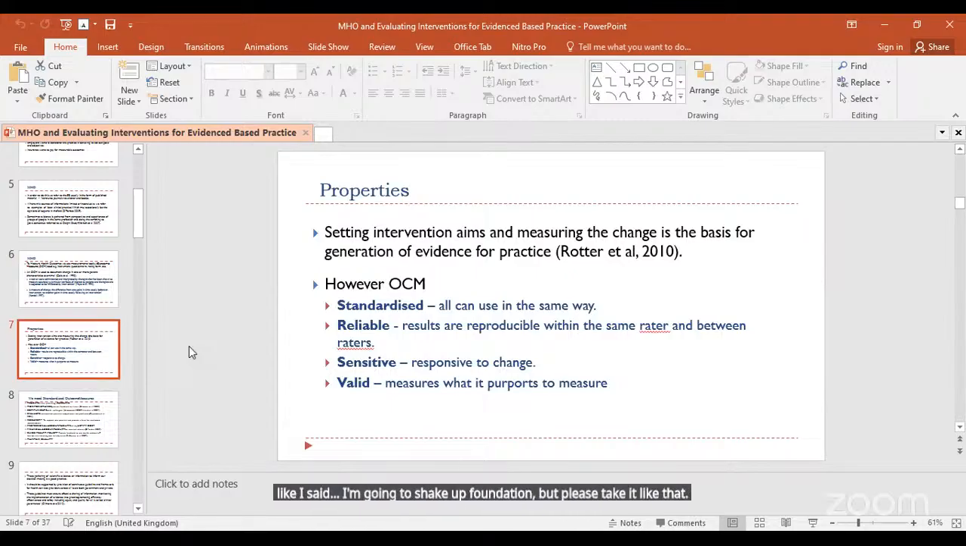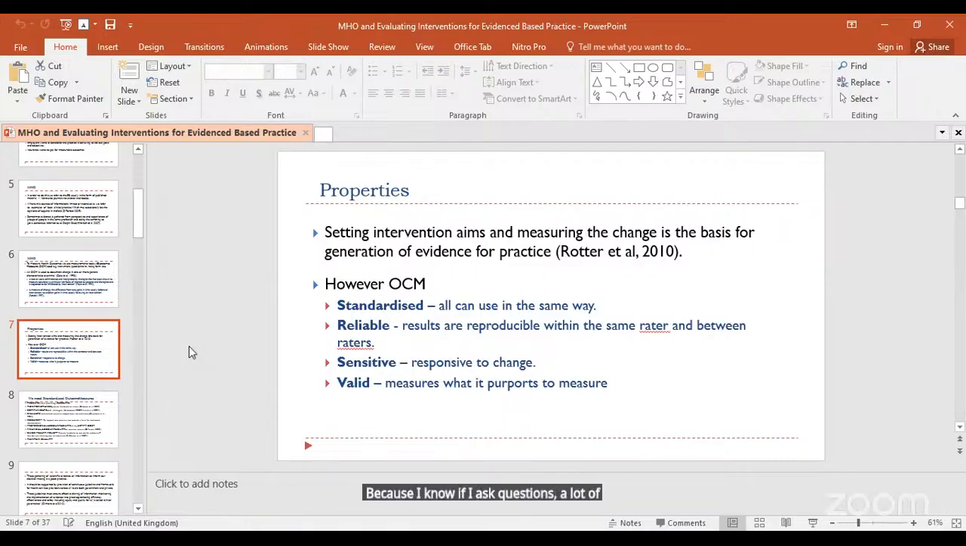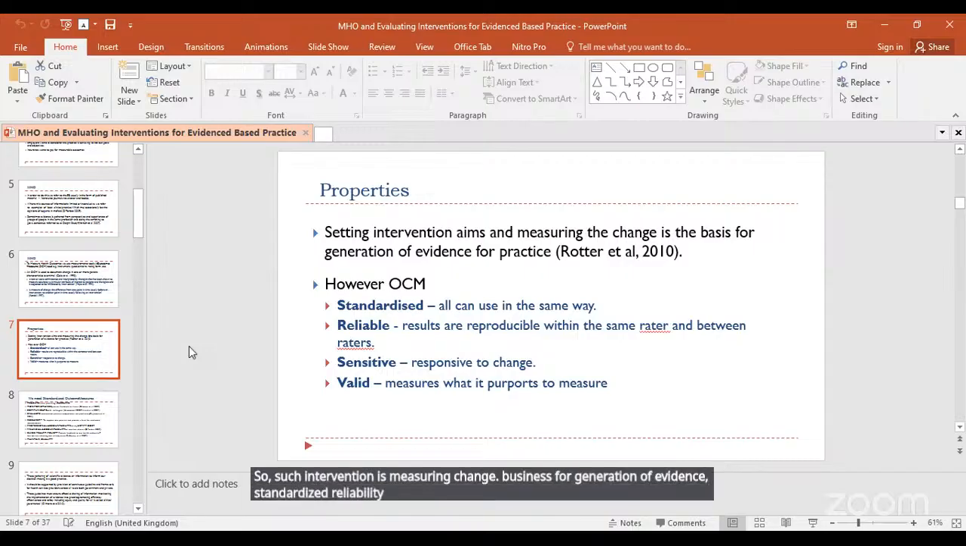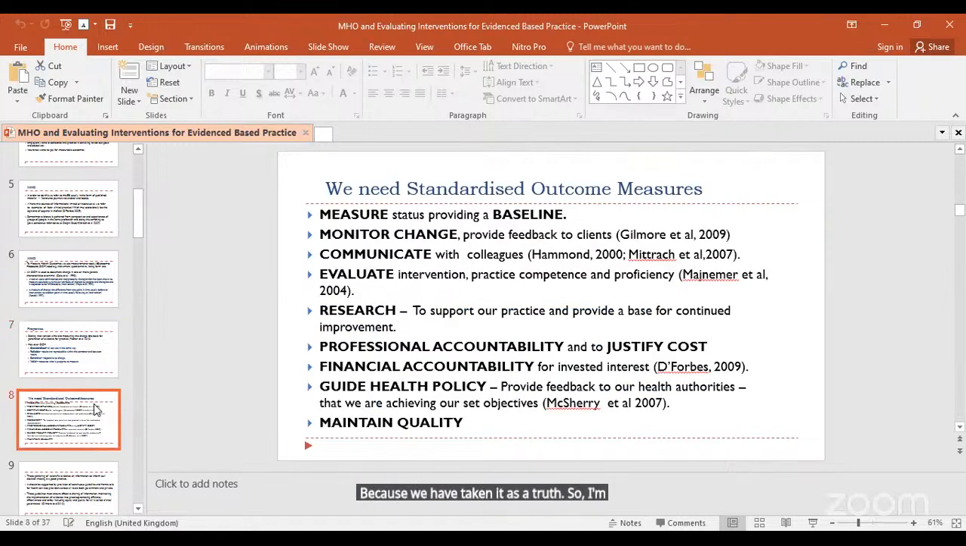I'm trying to rush. So, properties. Again, I'm not going to go into all these details. We all know all this. From our undergraduate years, we crammed it and all that. So I just put it there, because I know if I ask a question, a lot of people will say this off the top of their heads. So: a certain intervention in measuring change, basis for generation of evidence, standardized, reliability, sensitivity, validity. We know all this. However, how has it impacted our practice? Because we have taken it as a tool. So I'm not going to go over that.